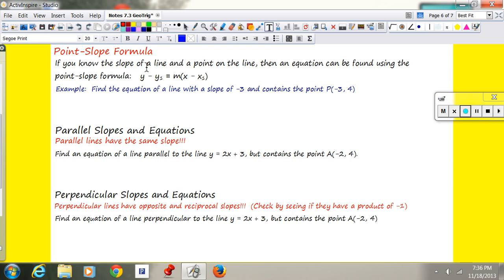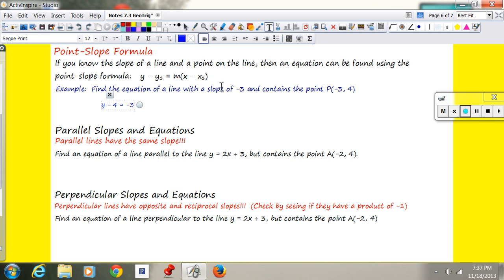Okay, the point-slope formula is another easy equation to use. You take y minus your point, y1, equals m times x minus the x point, or x1. So if I had a slope of -3 and I wanted to make sure this point was contained in my equation, I would put y minus the y point, which right here is a 4. So y minus the 4 equals m, the -3. They gave us m.